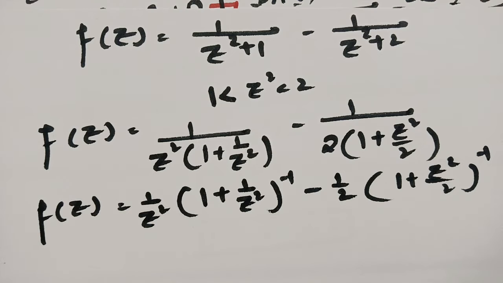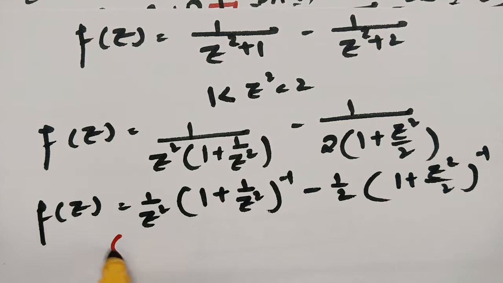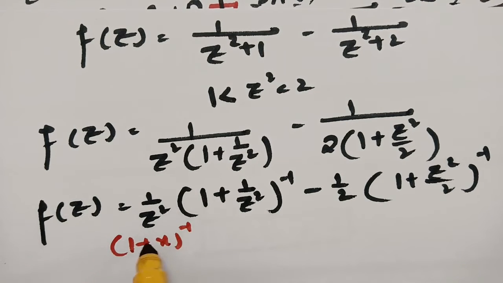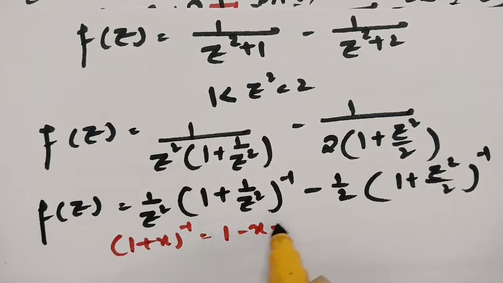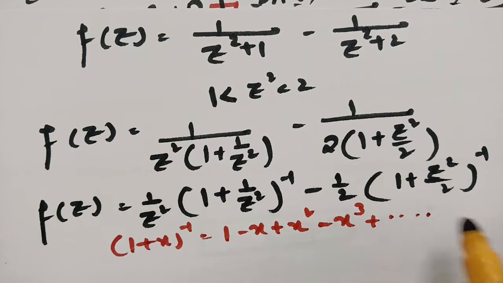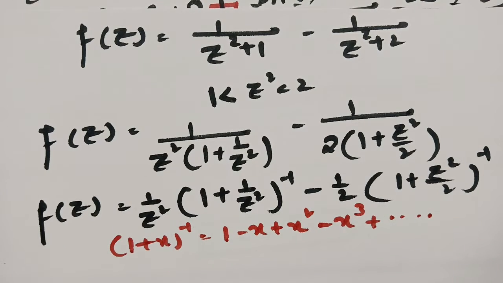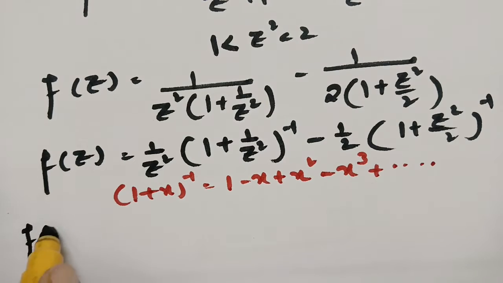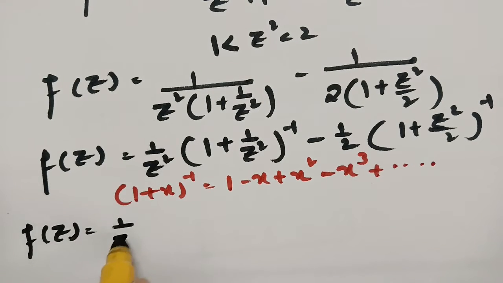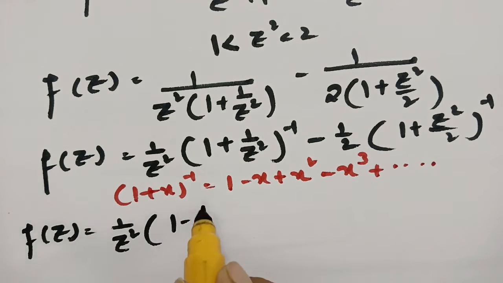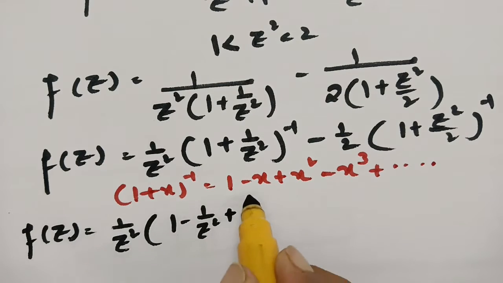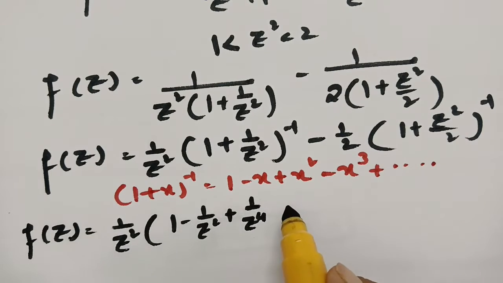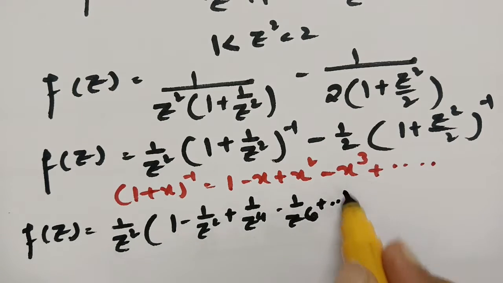Now here is an expansion that we have to use: (1 plus x) inverse can be written as 1 minus x plus x² minus x³ plus and so on. So using this expansion, I am going to expand as f(z) is equal to 1 by z² times (1 minus 1 by z² plus 1 by z⁴ minus 1 by z⁶ plus and so on).